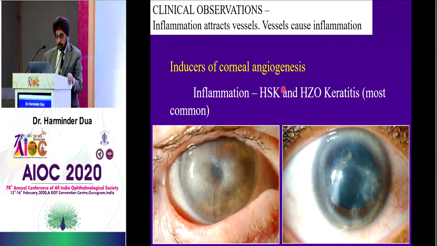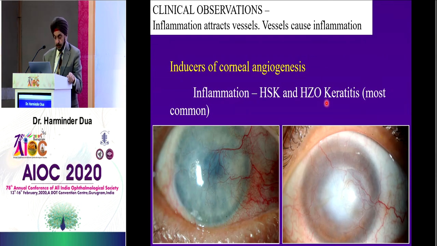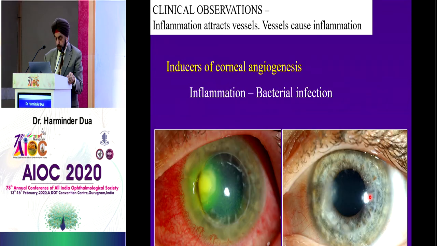So what are the inducers of corneal vascularization? Inflammation, and like I said, and this will come up again, herpetic disease, zoster or keratitis, is the strongest inducer of corneal vascularization, herpes infection. Then you have, over here again, these are all herpetic examples. This is bacterial infection in a DALK patient, you can see.